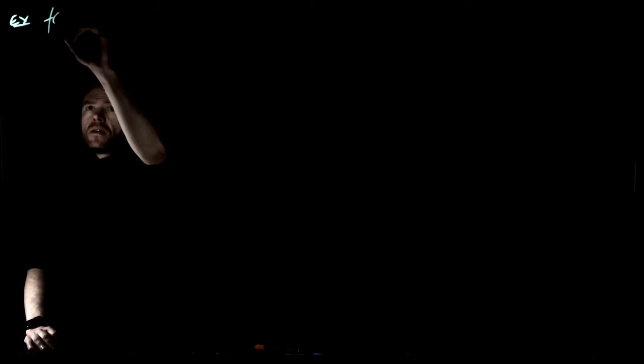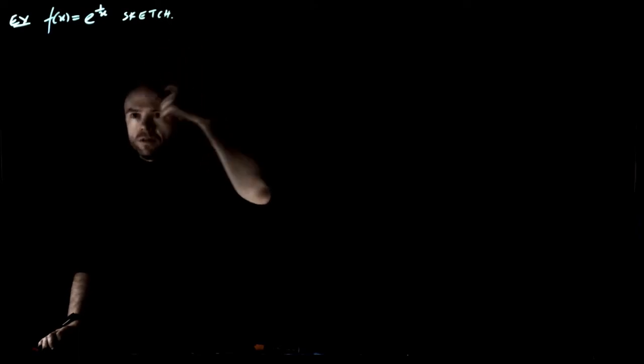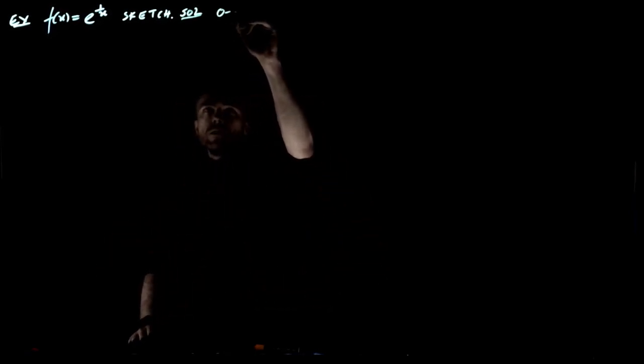Okay, the next example is f of x is e to the 1 over x. Okay, and we're going to sketch this. And when I say sketch, again, I mean find out all the stuff we can possibly find out. So, solution. So we're going to find out all that we can from the 0th order.